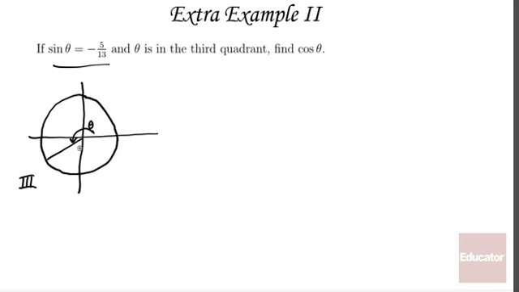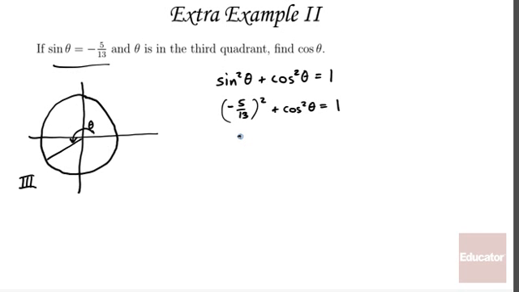Well, I have this Pythagorean identity that says sine squared theta plus cosine squared theta is equal to 1. So I'll plug in sine theta, that's negative 5/13 squared, plus cosine squared theta equals 1. Negative 5/13, when you square it, the negative goes away, so we get 25 over 169.